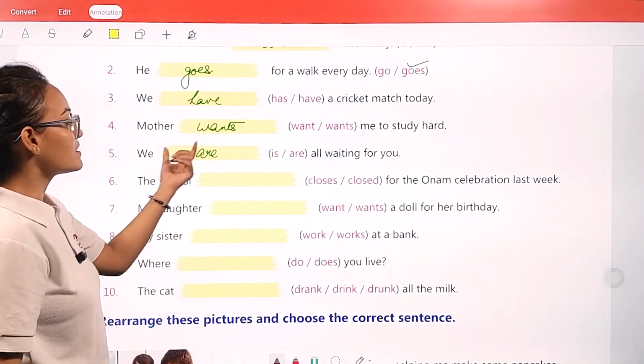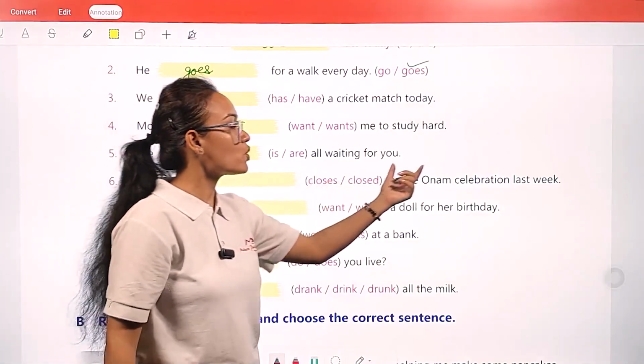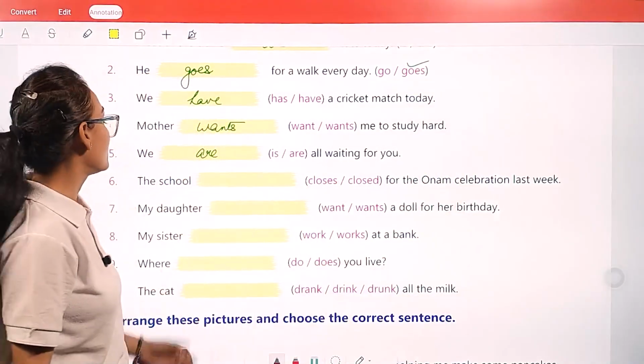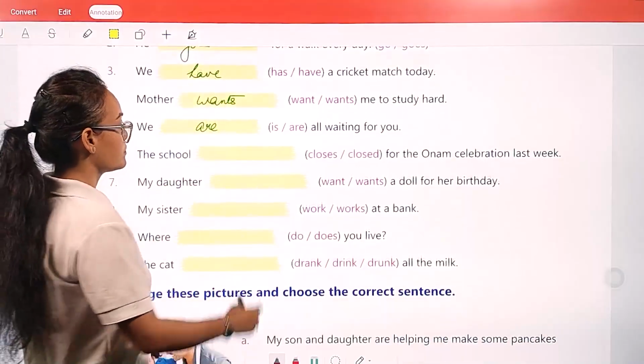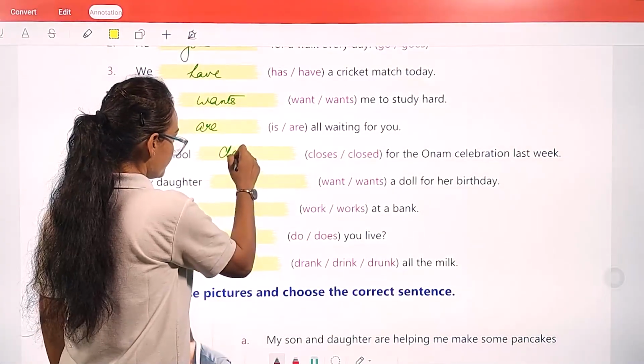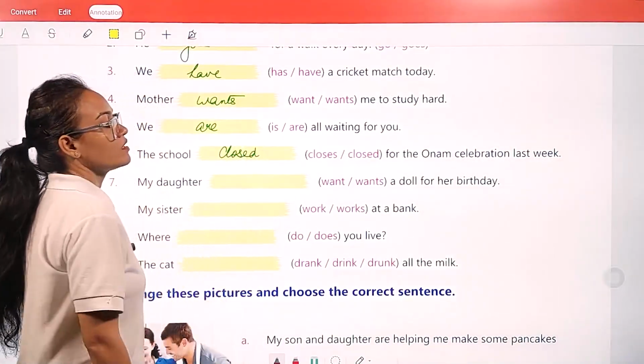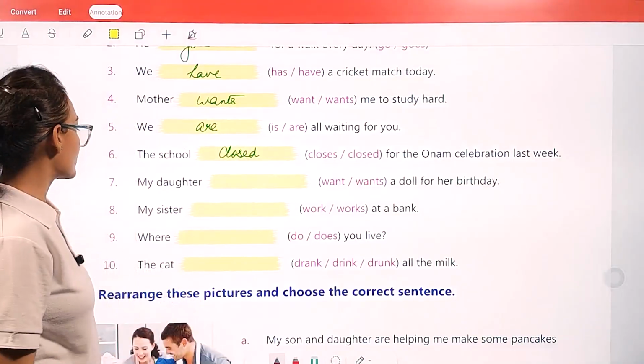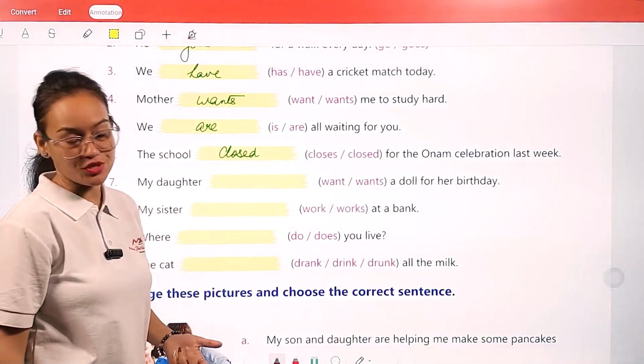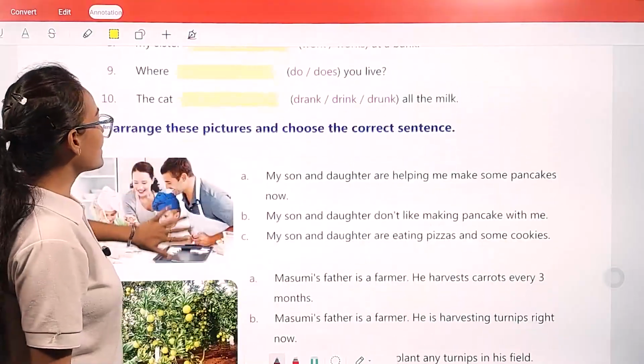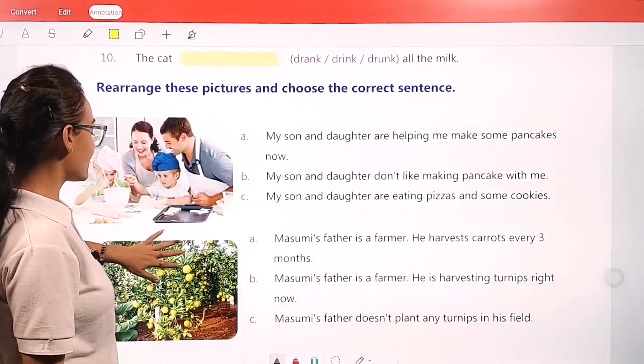The school dash closed for the Onam celebration last week. The school closed for the Onam celebration last week. Similarly, 7 to 10 you are going to do on your own. Now B, rearrange these pictures and choose the correct sentences.